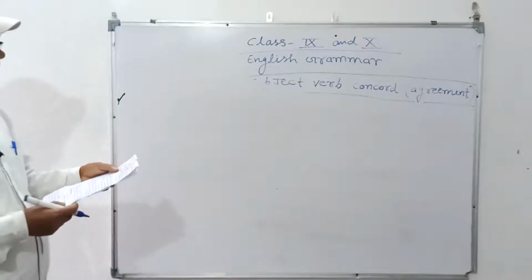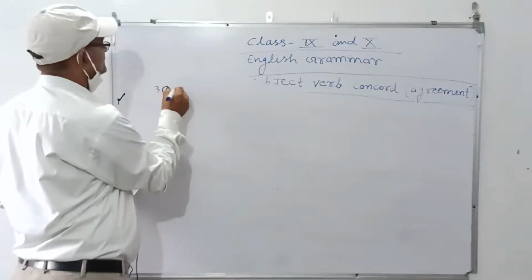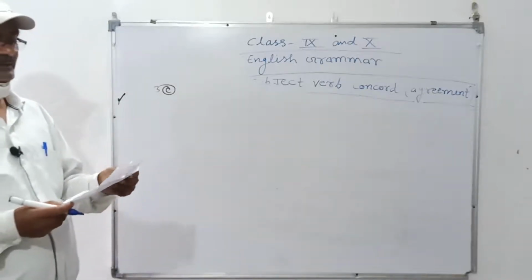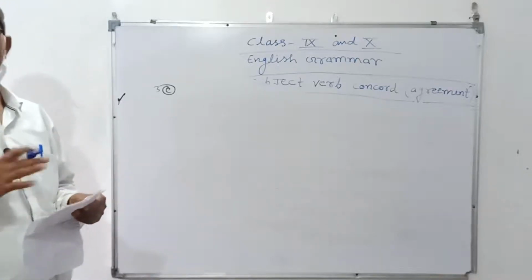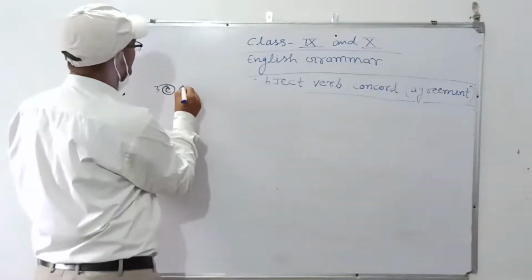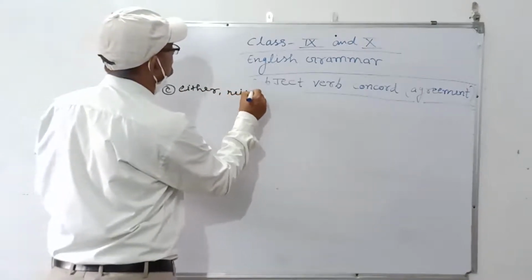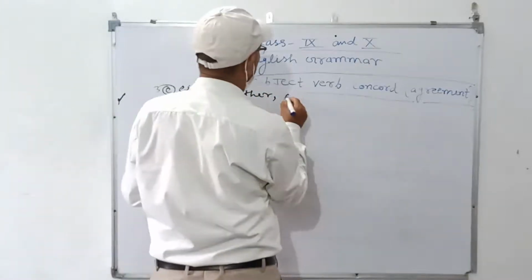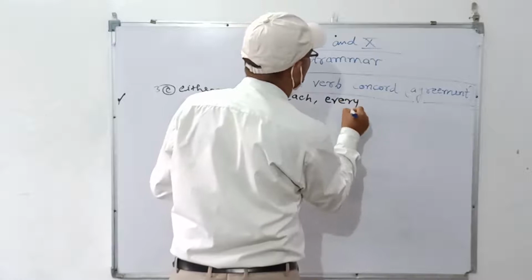Now 3E. According to rule number 3E, either, neither, each, every and everyone agree with a singular verb. Either, neither, each, every and everyone.